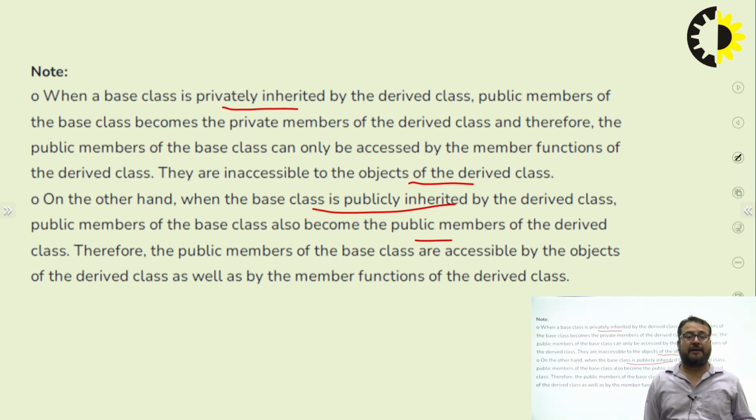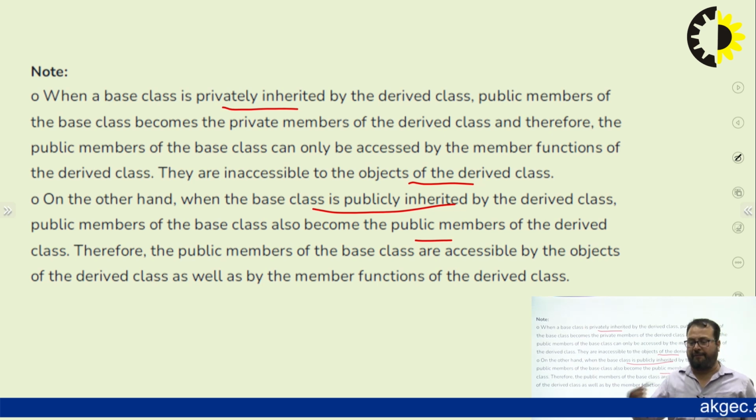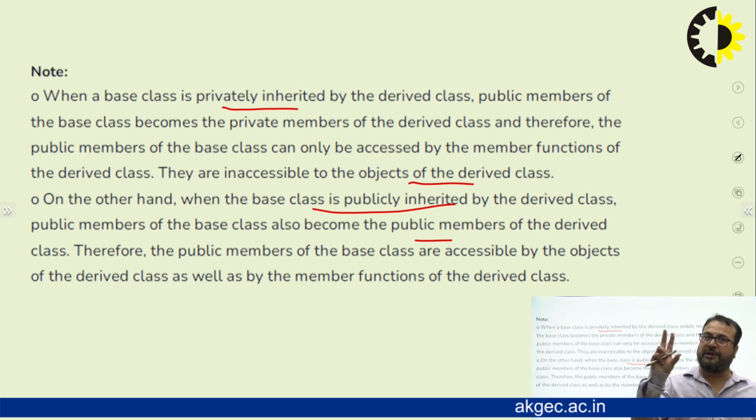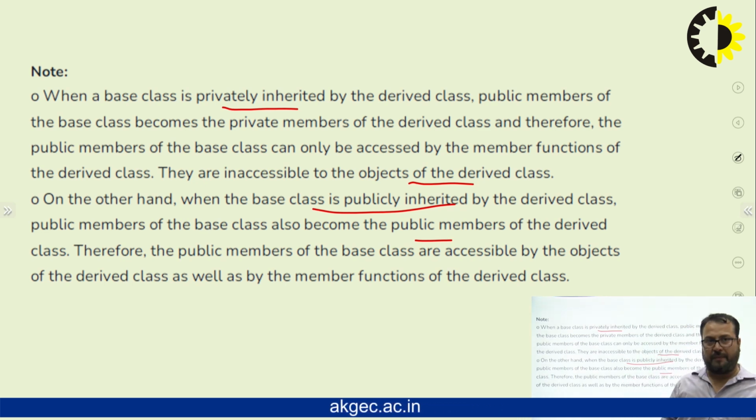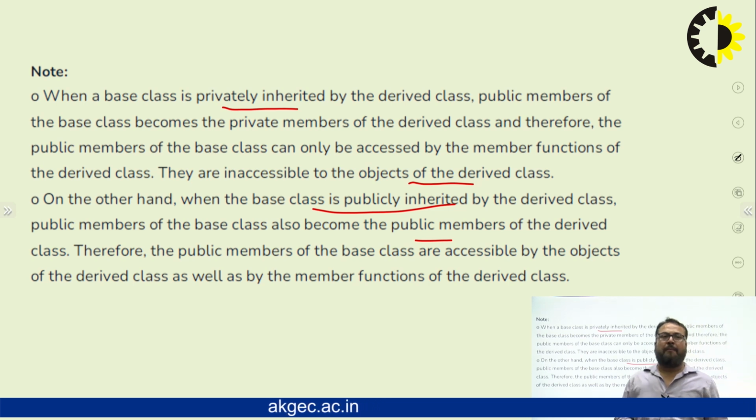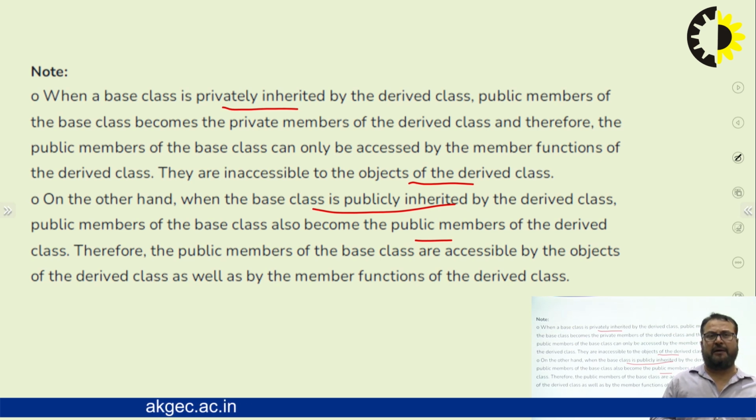Meaning is that, let's suppose we derive a class privately. If we derive the base class as private, then the members of that base class will be inaccessible by the derived class. Why? Because private members could only be accessed by the member functions of that base class.